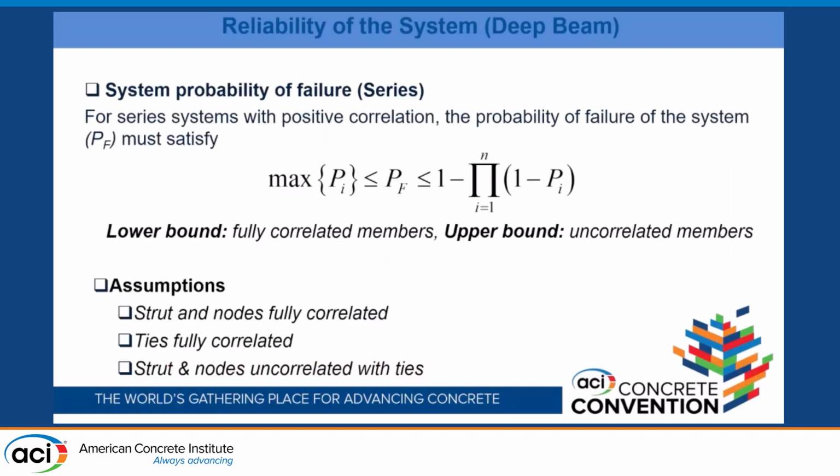To address the probability of failure or the reliability of the whole system, we use this inequality that is related to how correlated the members are. So assuming that the struts and nodes are fully correlated because they are made of the same concrete, and assuming that all the ties are also correlated because they more likely will come from the same mill for at least one single element, and that there is no correlation between the concrete components and the ties, we can approximate the reliability of the system.